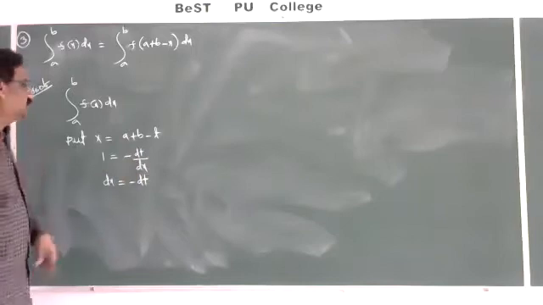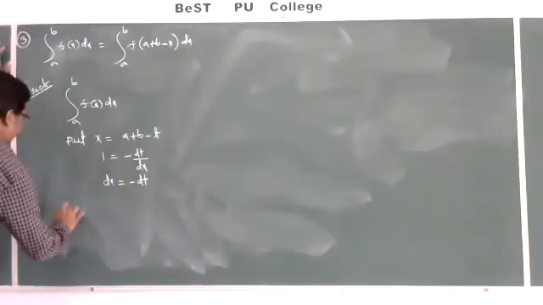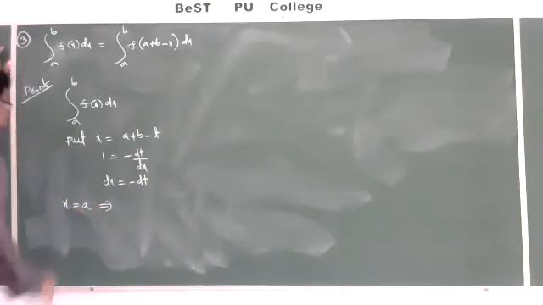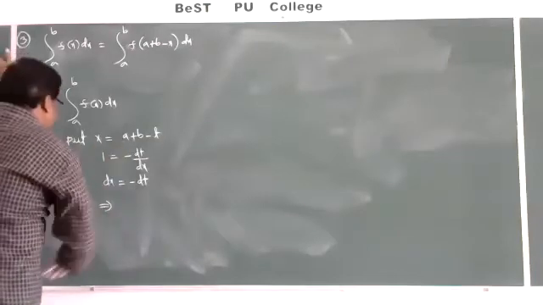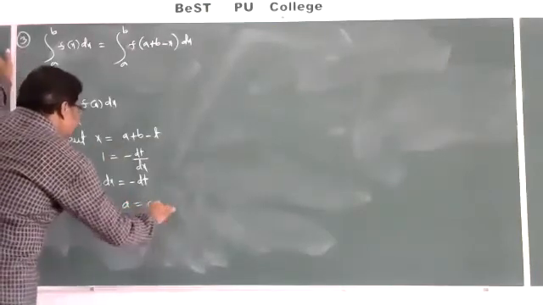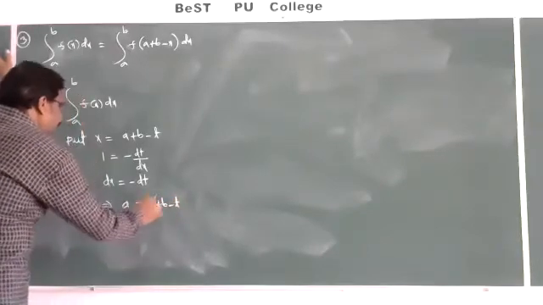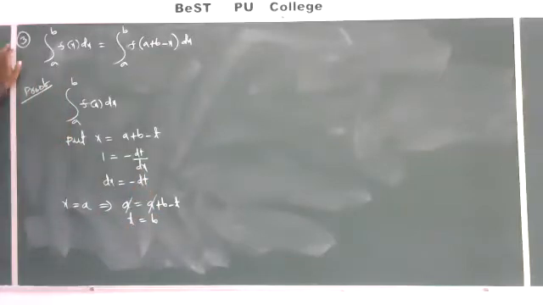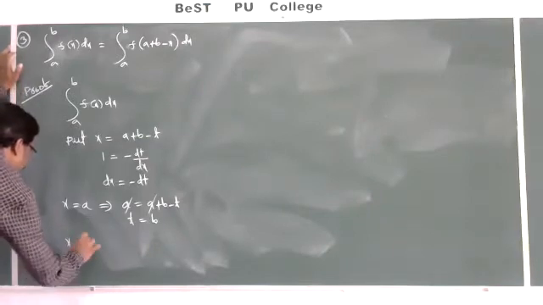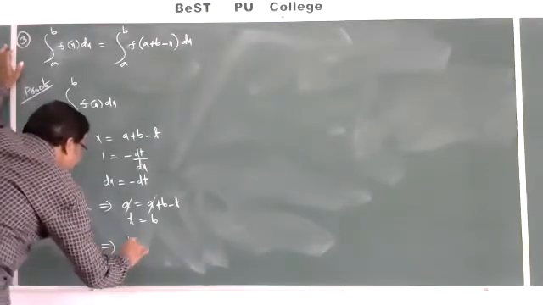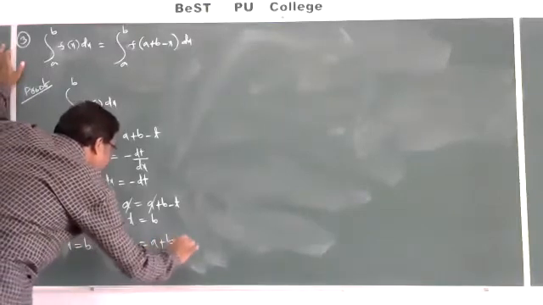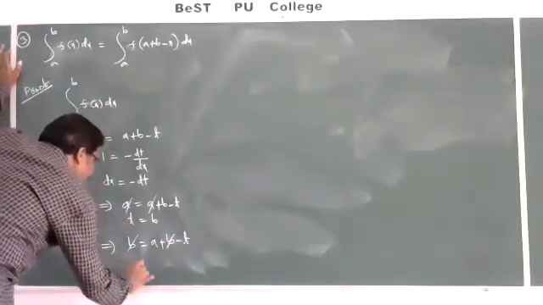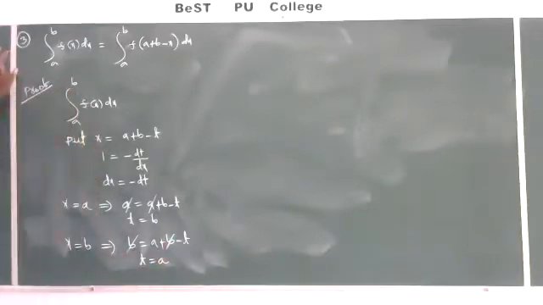So change the limits. First the lower limit a: you take x is equal to a, substitute x is equal to a here. a is equal to a plus b minus t. On both sides a cancels. That is t is equal to b. Then substitute the upper limit. x is equal to b implies b is equal to a plus b minus t. That is b, b cancel. t is equal to a.